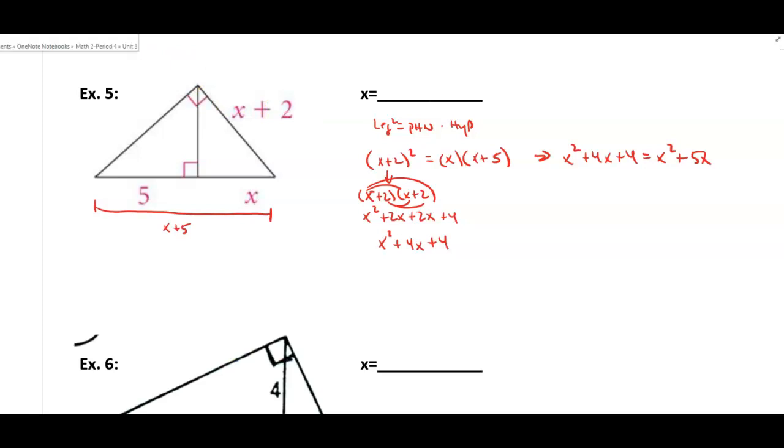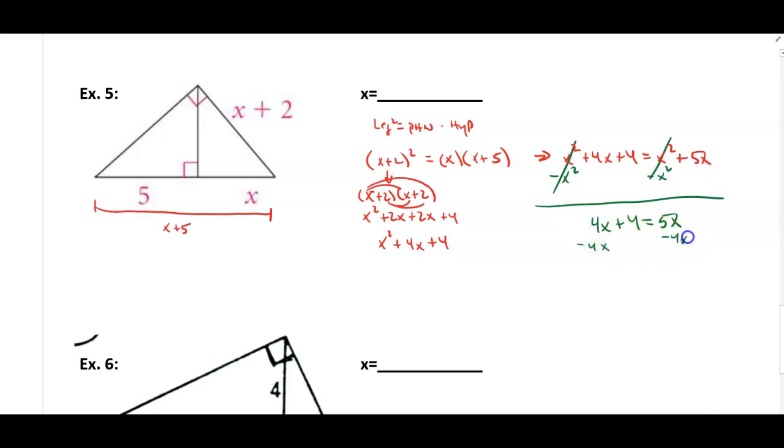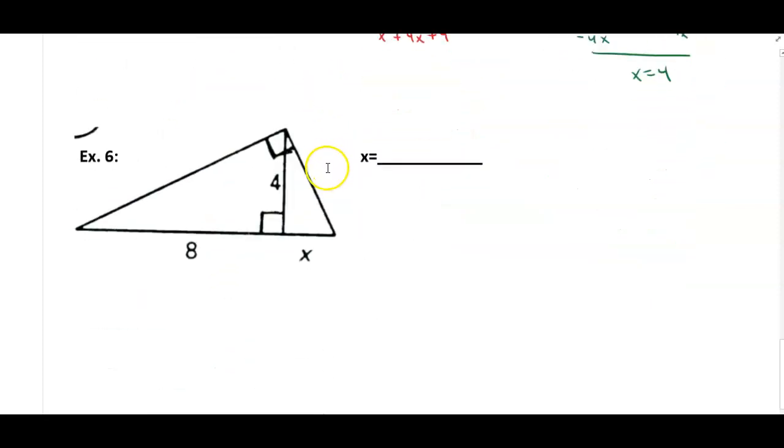Now, the nice part about this is I do see x squared, so I have a quadratic. But when I go to set it equal to 0, the x squareds actually both eliminate. And I end up with 4x plus 4 equals 5x. And now, when I subtract 4x, I get x equals 4. And I am done. All right.